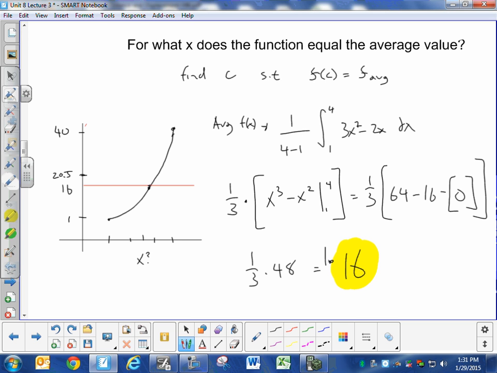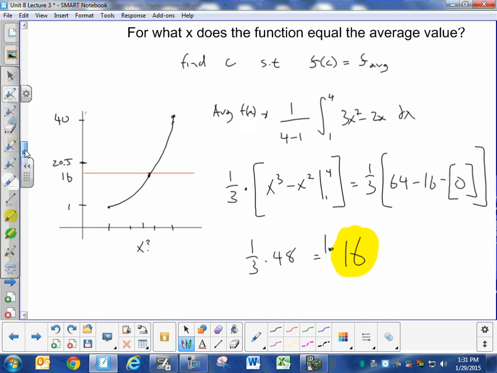You know, maybe it's like right here between 2 and 3. I don't know, this is a bad sketch. Okay? So I need to find that function value. How do I do that? Well, you set your function equal to that average value, and then we solve for x.